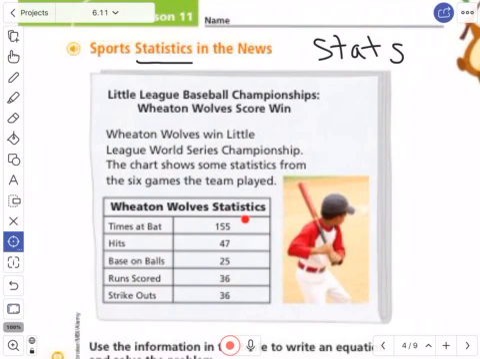So Wheaton Wolves statistics. Times at bat: this is the number of times that the players were actually batting and trying to hit the ball, 155. Hits, they had 47 hits. So they tried to hit the ball 155 times, and they actually hit it 47 times. That's pretty common. Base on balls, that means they got to the base 25 times on balls.